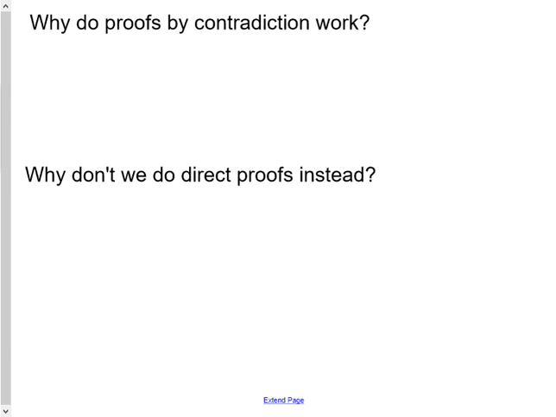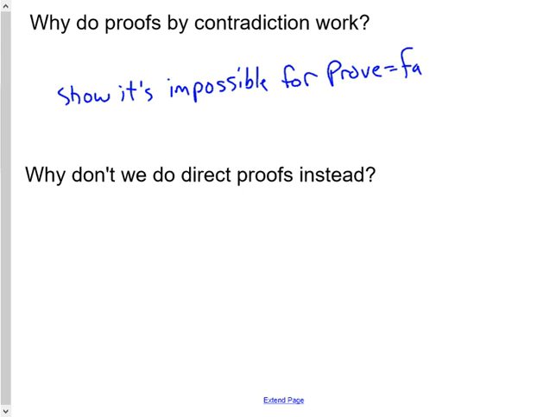So again, why do they work? Basically, we show it's impossible for the proof to be false. Therefore, it must be true, right? Just want to abbreviate there. Why don't we do direct proofs instead? As you've seen, generally we can't. It's not like we choose to do indirect proofs for fun. We can't. They don't give us information to prove directly.